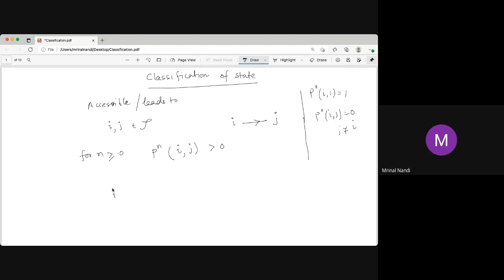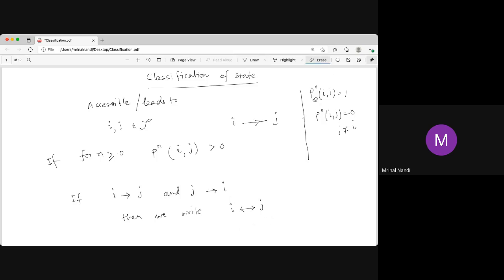Now, if i leads to j and j leads to i, then that means j is accessible from i as well as i is accessible from j. Then we write it with a double-sided arrow. I write i is accessible from j and j is accessible from i. i leads to j as well as j leads to i.